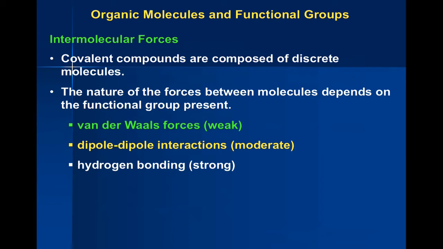It's weak, but when you have billions of them, a billion times a small number is still a large number, right? Will everybody agree with that? Billions or even trillions. So yeah, it's weak, but when you all of a sudden have that many different interactions going on, it can add up. Dipole-dipole interactions are moderate, and of course hydrogen bonding is stronger.